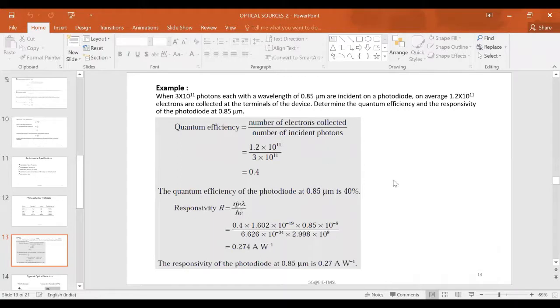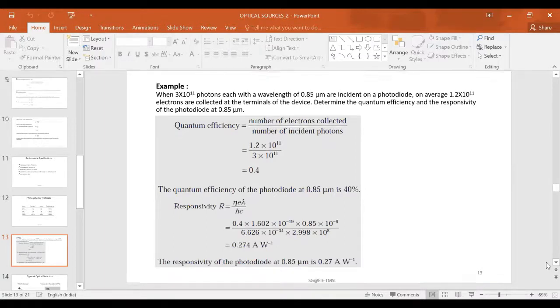Okay, so that is a small example, a small problem based on quantum efficiency and responsivity. In your book, there are lots of examples. You have to practice them. So we will move on to the next slide.